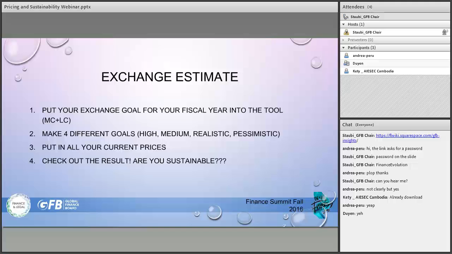Then you go into the GFP tool, and you have several separate prices. I will show you instantly. In this tool you also have an exchange estimate. So you put your exchange goal for your fiscal year or term year into the tool, which means MC plus LC. You are using this tool for your entire organization, because you're estimating the sustainability of your entire entity, not just for MC. So you put in all your current prices and you check the result, if it's sustainable or not.